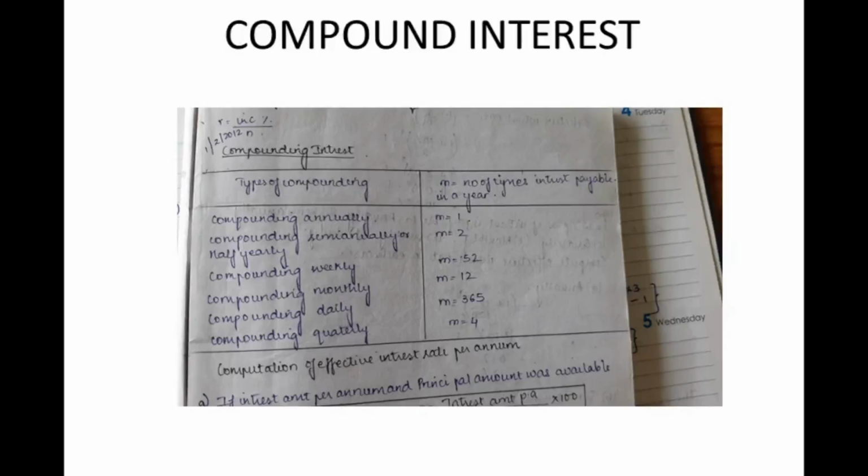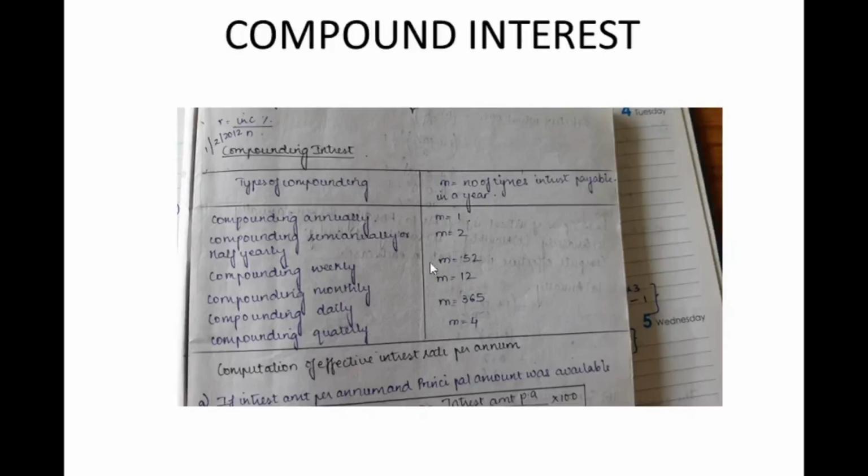Similarly, in a year there are 52 weeks. In a year there are 365 days. In a year there are 4 quarters. That's why M is equal to 4, M is equal to 365, M is equal to 12, M is equal to 52, M is equal to 2, and M is equal to 1.